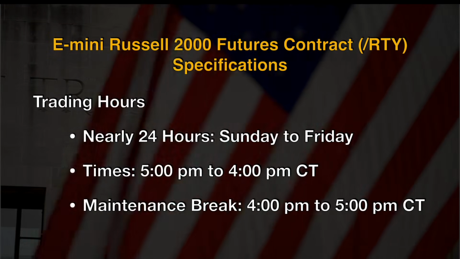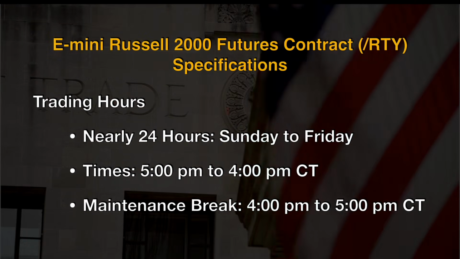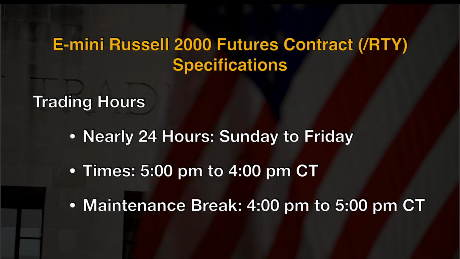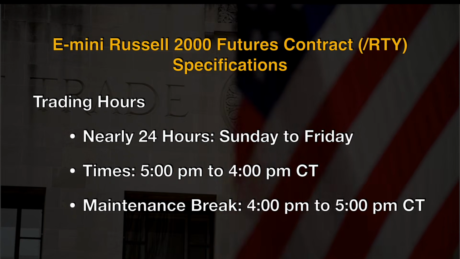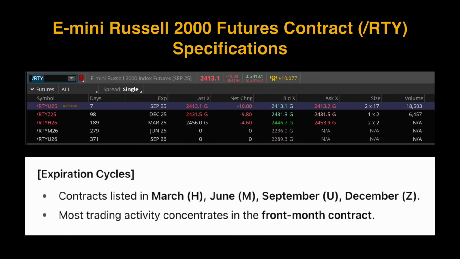The E-mini Russell 2000 futures contract trades nearly 24 hours a day, Sunday to Friday, 5 p.m. to 4 p.m. Central Time, with maintenance breaks between 4 p.m. and 5 p.m. We can see here that this contract expires quarterly in March, June, September, and December, and most trading activity concentrates in the front month contract.